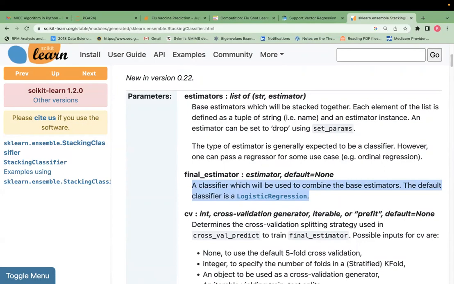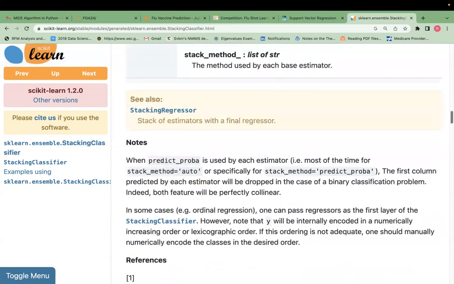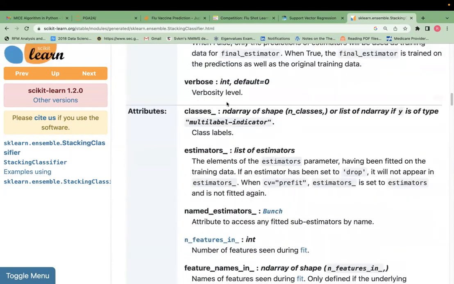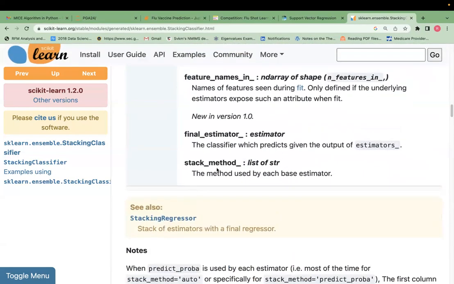In the output, final estimator means something else. In the output attributes, the final estimator is the classifier which predicts given the output of the estimators. Based on the estimators' output, it identifies the best estimator. That will be your final estimator that will be used for prediction. So the final estimator you give as a parameter is different from the final estimator we get as output. They are not the same. In this case, it was the same because the best fitting model is also logistic regression. So there are two different things.